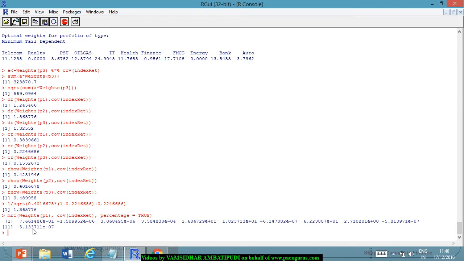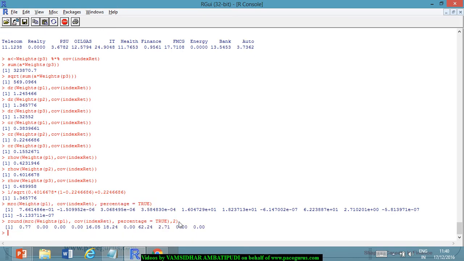Here we could see that these are the numbers, but a better way of looking at it is to round them so that the calculations are much better represented. We'll round it to 2 digits after the decimal. So here it is very clear. The first sector, telecom, contributes 0.77% to the overall variance. Some sectors do not contribute at all, right? And a few sectors contribute 16, 18, 62.24 and 2.71.